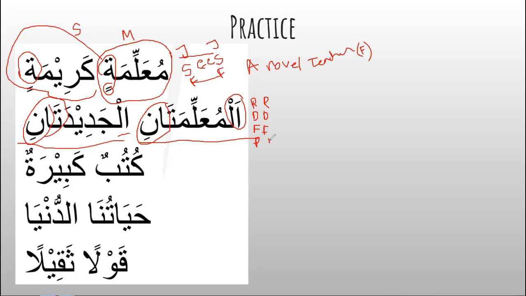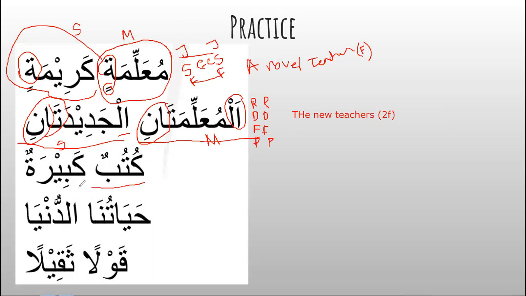So do all the four properties match or not? All the four properties match. So this one is the mawsuf, and this one is considered the sifa. So what does it mean? Muallim means teacher and jadid means new. So the two new teachers, and it means two feminine teachers. Okay, now let's go to the next word.